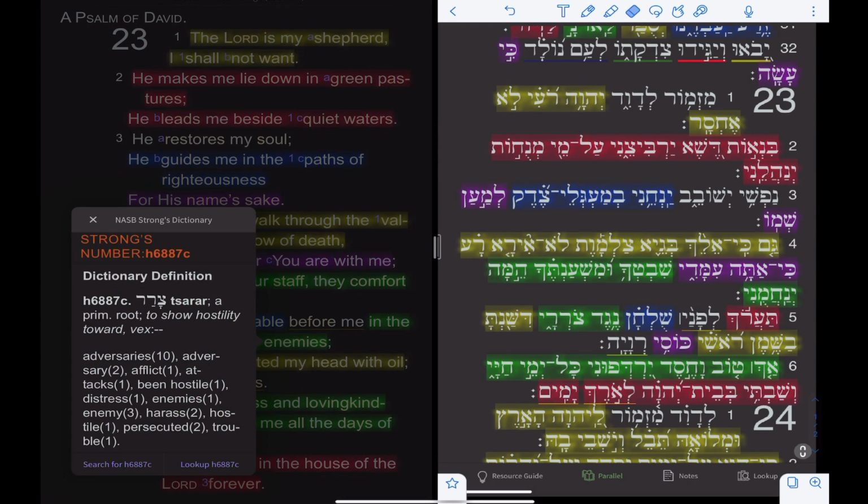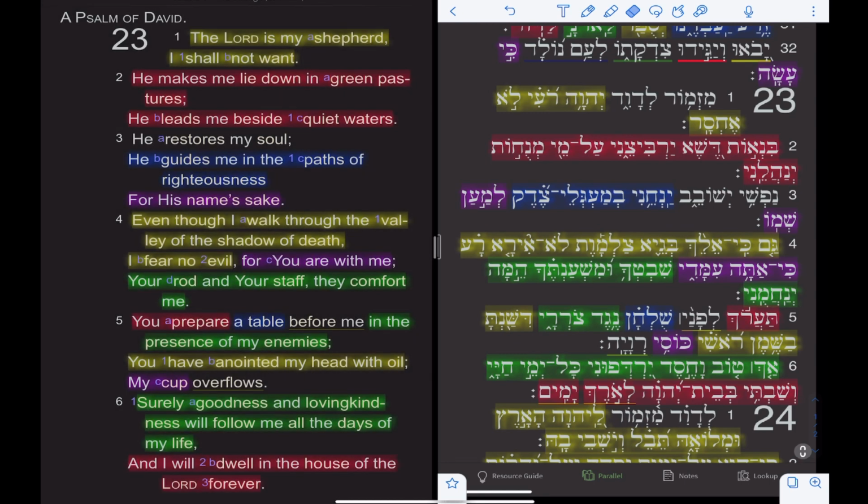And so then enemies here is zarar. Oftentimes it's translated adversaries. And zarar, it means to show hostility towards someone. So you can see it right here, zarar. The yud affixed to zarar makes it my enemies or my adversaries. So neged zorai. So right in front of my enemies, the Lord prepares a table before me.